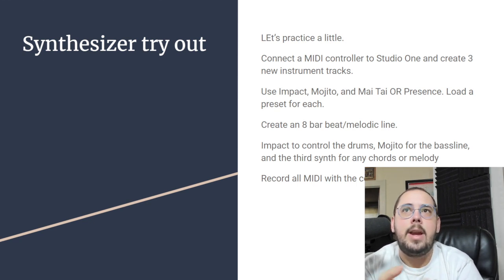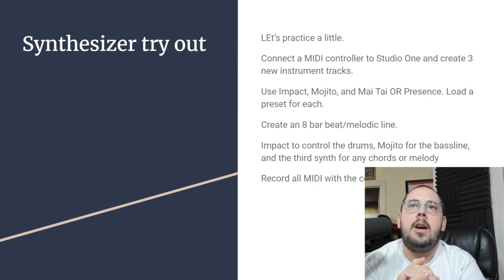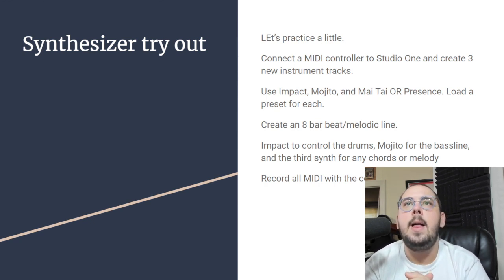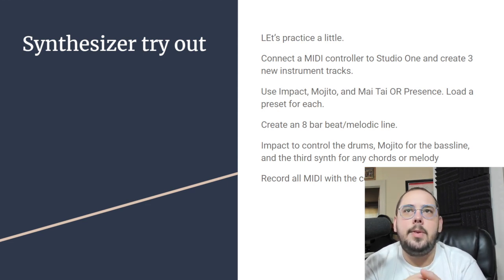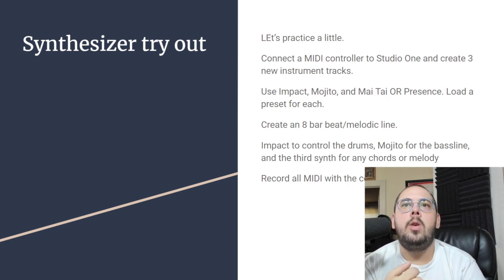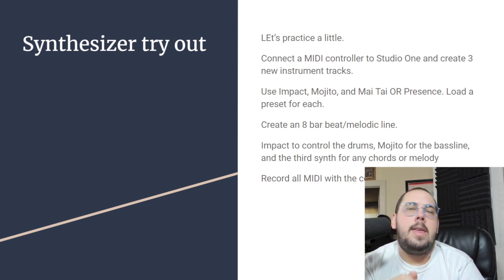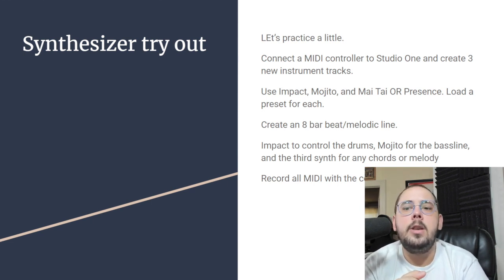Once you do that, you can make 3 of them, and then drag and drop the synthesizers onto those tracks. But what I recommend trying out is try to make just an 8-bar beat. Give it chords or a melodic line. I'm being intentionally vague so you can be a little more creative in that. But utilize the Impact, the Mojito, and then either the Mai Tai or the Presence synthesizer. So obviously you'd use the Impact to control drums because that's what it's intended for, and Mojito for the bass line. Again, I think you can have a lot of fun with the bass line being in Mojito, and then whichever one you pick for your third synthesizer, utilize that for any chords or melodic structure that you might want to write. Hey, if you want to do more than that, you can.